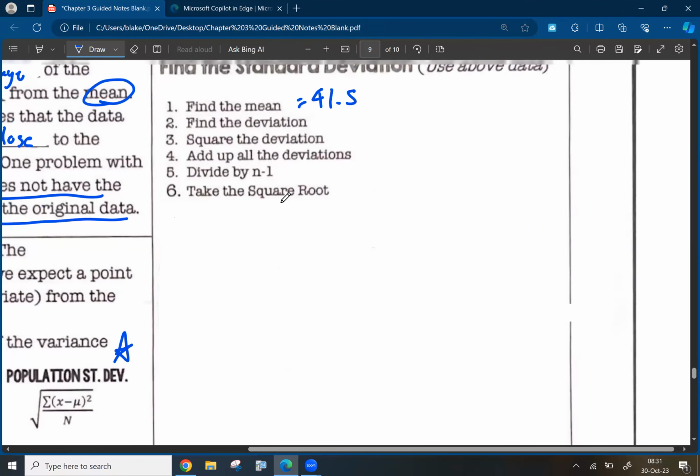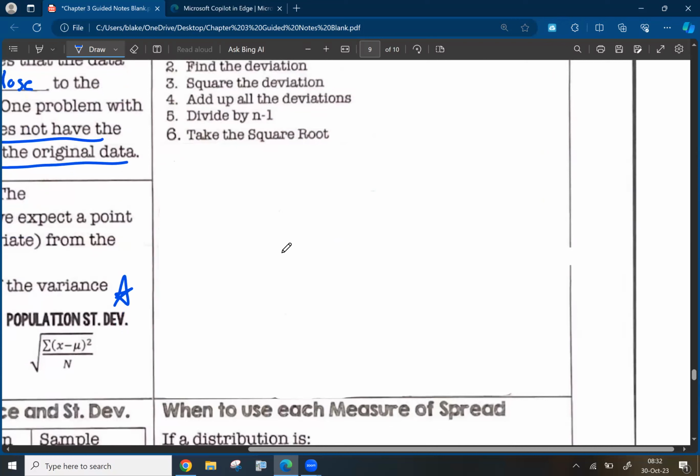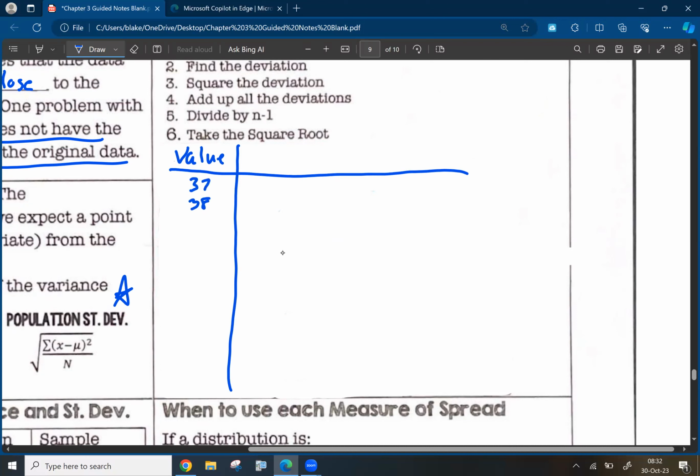All right, so here's what we're going to do. Find the deviation, following these steps. I'm going to make a little chart here to make it easier to follow. We're going to put the values here on the left. It doesn't have to be in any particular order, but I will put them in the numerical order that they came in. So 37, 38, 39, 41, 41, 41, 42, 44, 45, and 47.